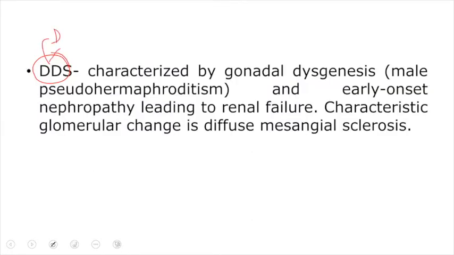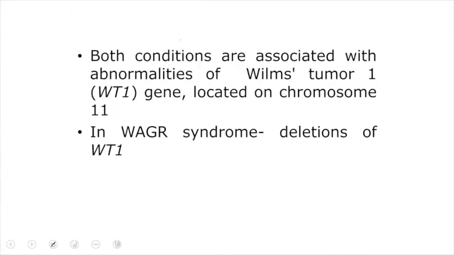And so you can remember by this that the name has DDS. D means dangerous, D means dysgenesis, dysgenesis of the gonad. So it is characterized by gonadal dysgenesis, and that will manifest with pseudohermaphroditism, especially male pseudohermaphroditism, and also early onset nephropathy, which I have already discussed. And also, as I've discussed, 90% of patients will have Wilms tumor if they have Denys-Drash syndrome.